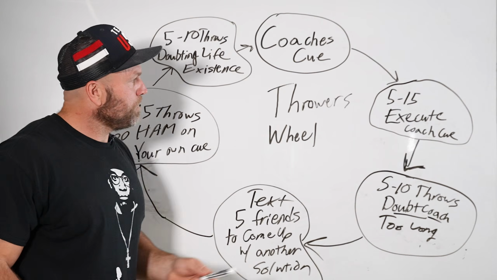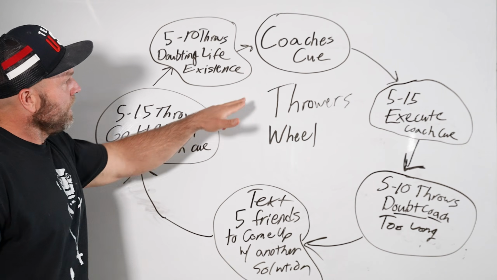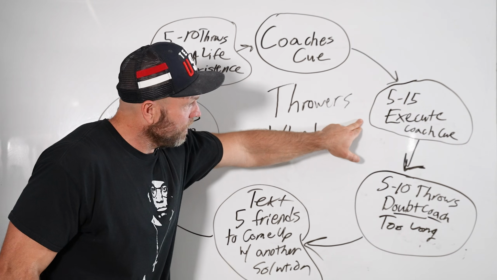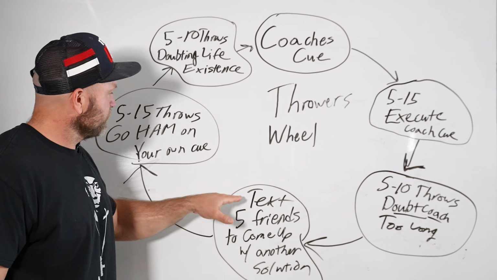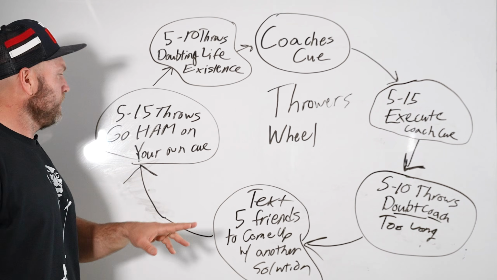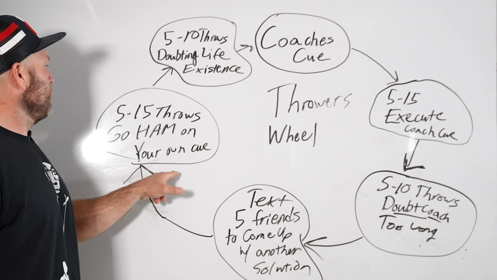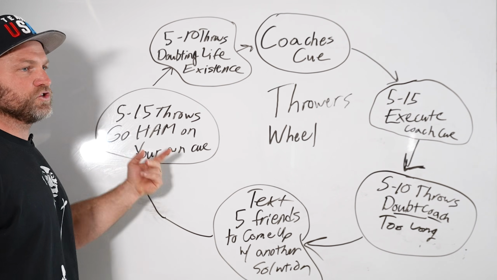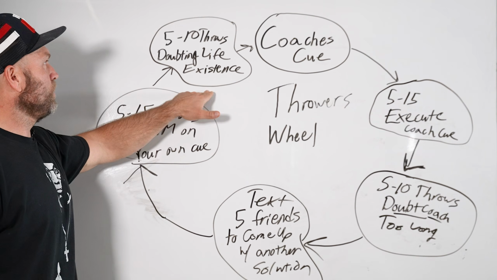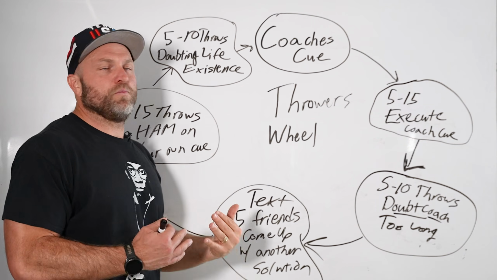And so what ends up happening, and this is what I wanted to share, is that we go coach's cue here, 5 to 15 reps. Then we go here because it takes too long. Now we ask all of our friends for their opinions, which is fine. And then we go back to this point here where we're going to go ham, but then you start to miss the throws and not go as far because you're not executing your technique well. Then you go back to doubting life. So what can we do with this?